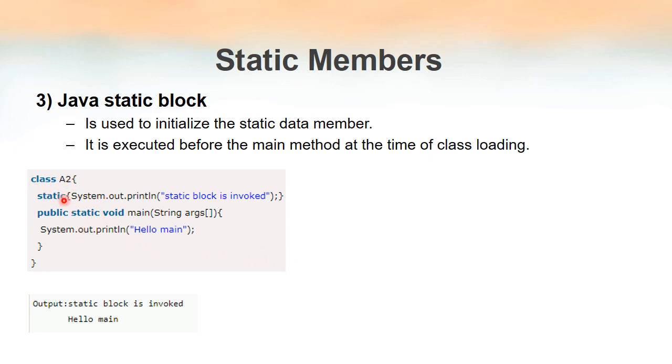As you can see in this example, I have declared one class and one static block here. See the keyword static, and then I am opening a pair of curly brackets. Inside that I am writing System.out.println, static block is invoked, and then comes the static void main method. Inside that I am writing hello main to print hello main. So when I execute this program, the static block will get executed first, even before the main method. So the output will be: static block is invoked, and hello main.